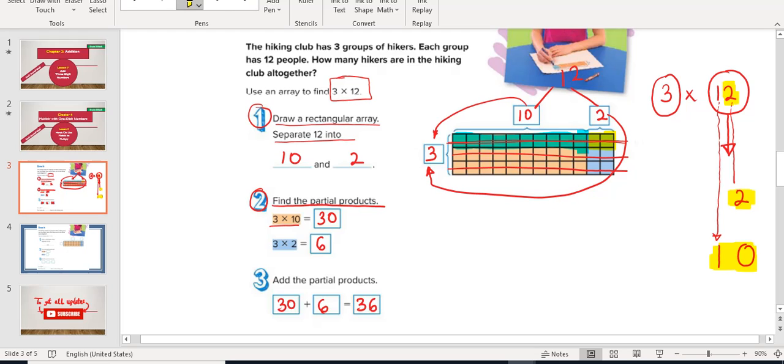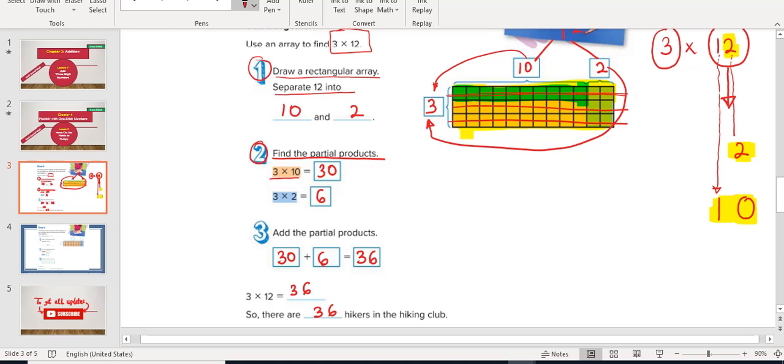If you count all the boxes you have in this rectangular array painted in yellow, it will give you 36. Therefore, we can conclude to say 3 times 12 will give us 36. So, there are 36 hikers in the hiking club.